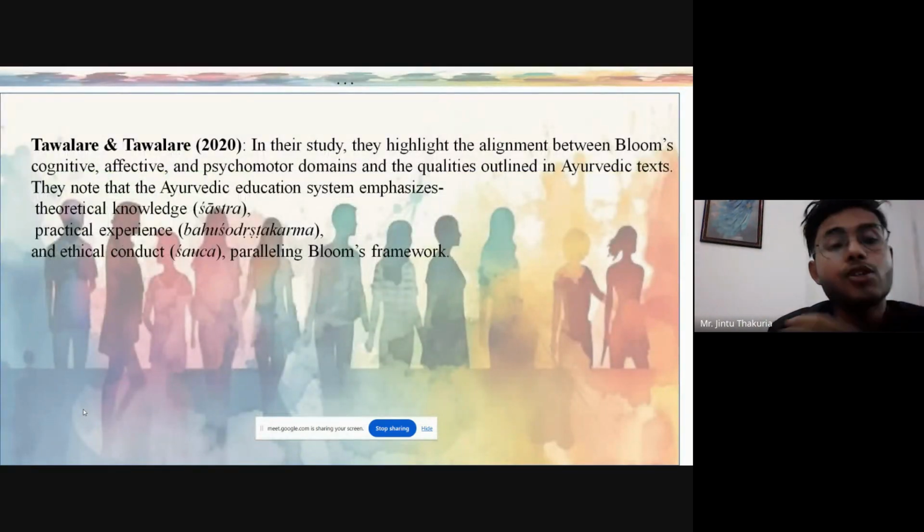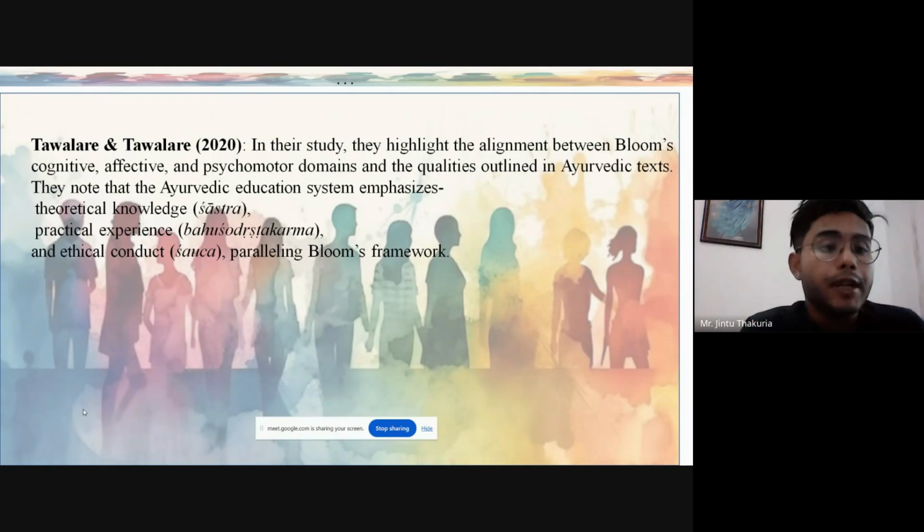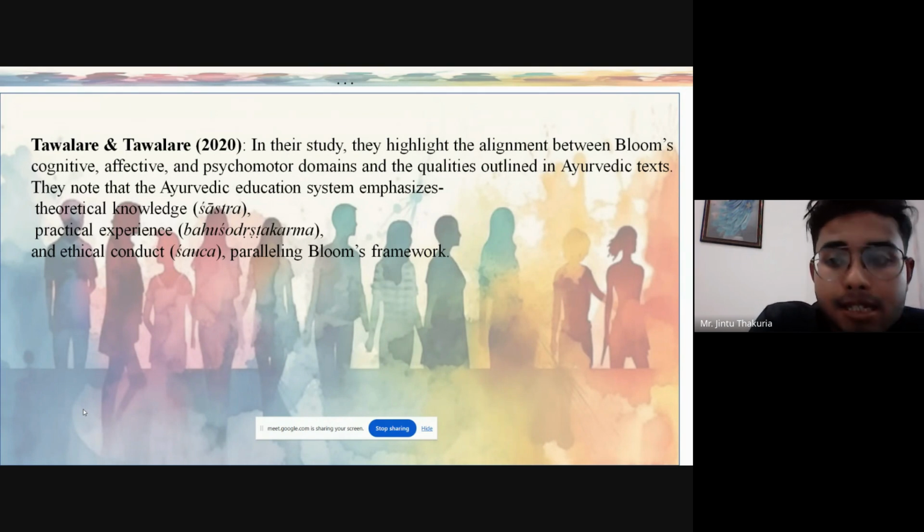It is also evident in a recent study, done by Tawalri and Tawalri in 2020. In their study, they highlight the alignment between Bloom's cognitive, affective, and psychomotor domains and the qualities outlined in the Ayurvedic texts. They note that the Ayurvedic education system emphasizes shastra, that is theoretical knowledge, practical experience, along with ethical conduct, which again parallels Bloom's framework.